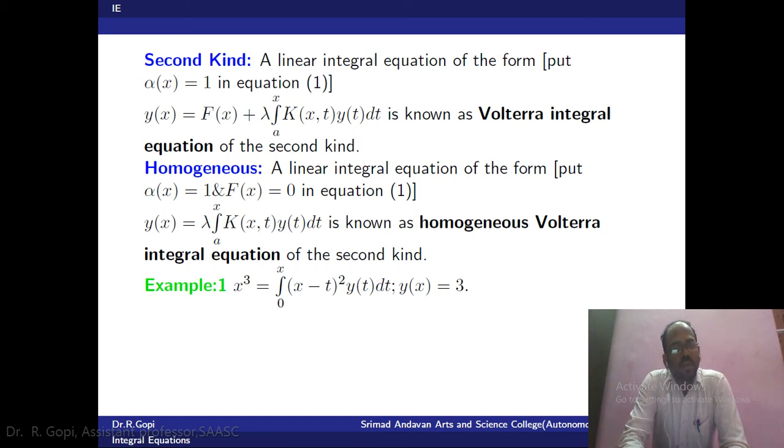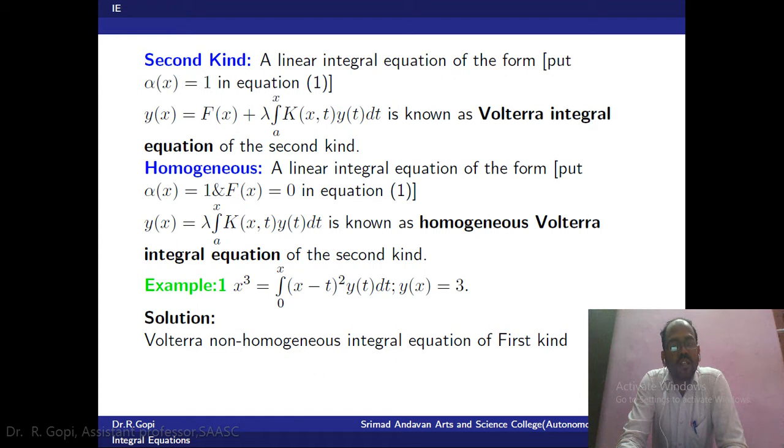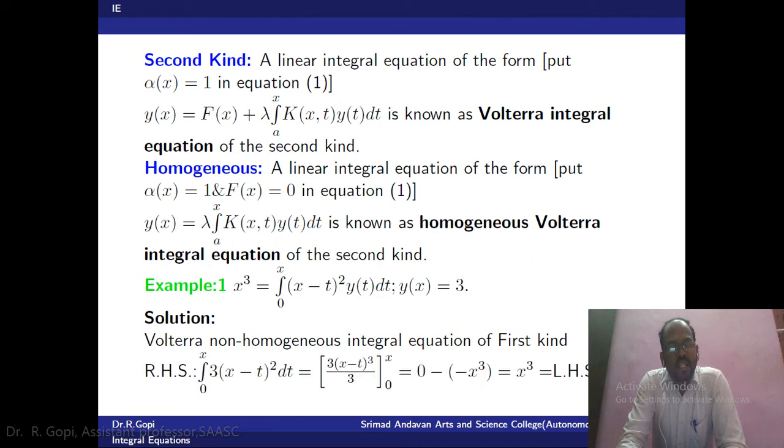Then an example: x cube equals the integral from 0 to x of (x minus t) the whole squared into y of t dt, and the initial condition is y of x equal to 3. Here k of x comma t equals (x minus t) the whole squared, and y of t is unknown. So we have to find the solution. We have to check whether the given equation is a Volterra integral equation of the first kind.